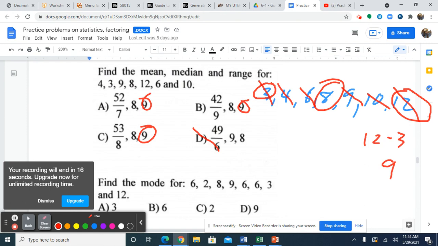Now to be able to find the average, we need to add all of them up together. When we add them all up, it's 52, and divide by the number of numbers, which is 7. So the answer is A.